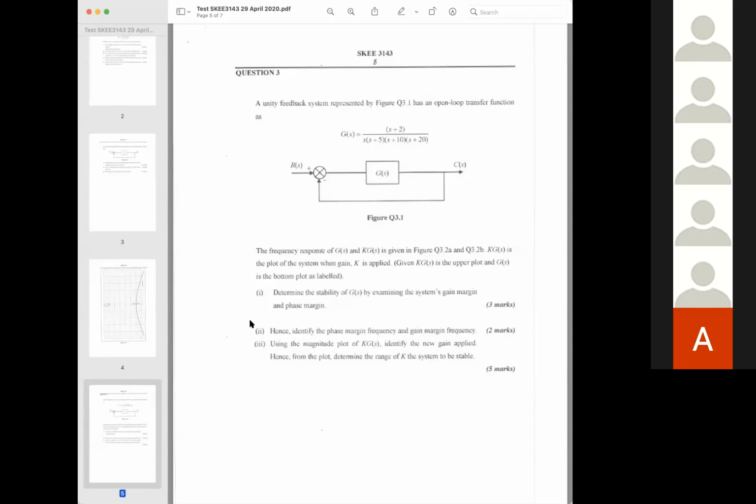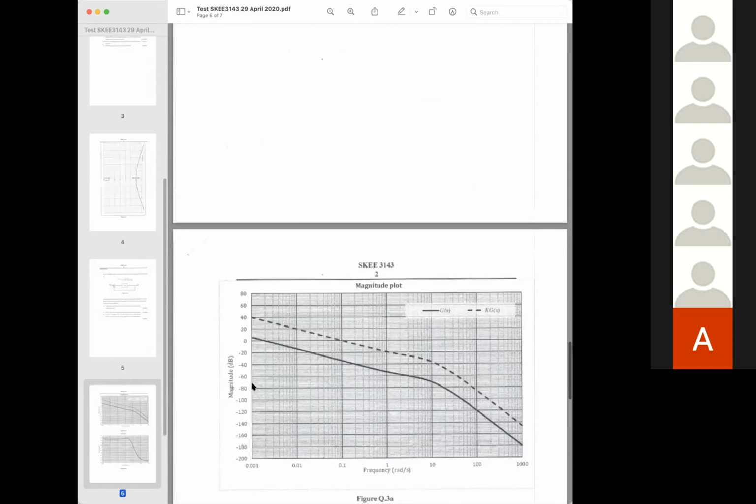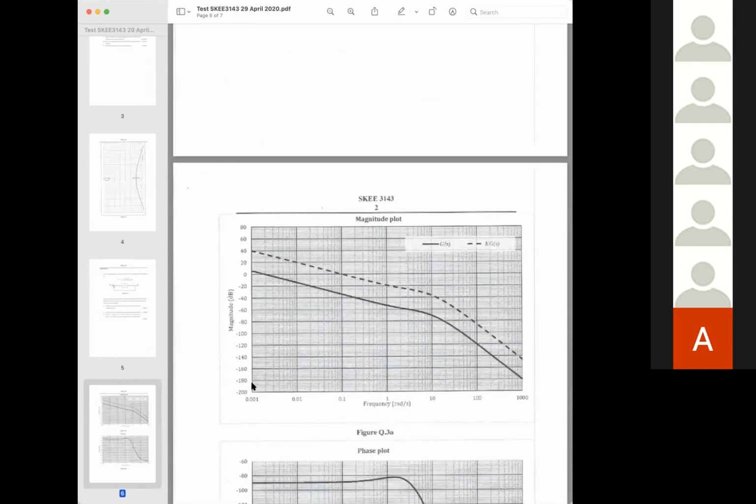Okay, this is how it looks. The question for tomorrow is something like this, from chapter 1, chapter 2, and a little bit of chapter 3. Okay, the plot is given.